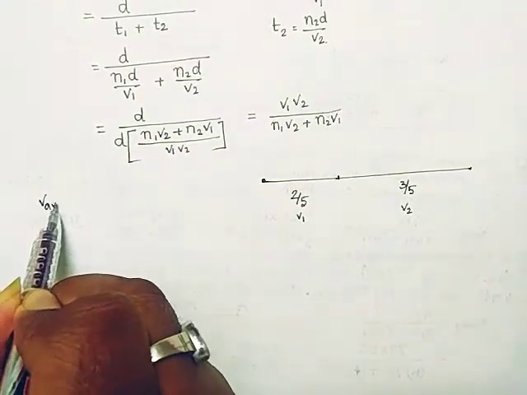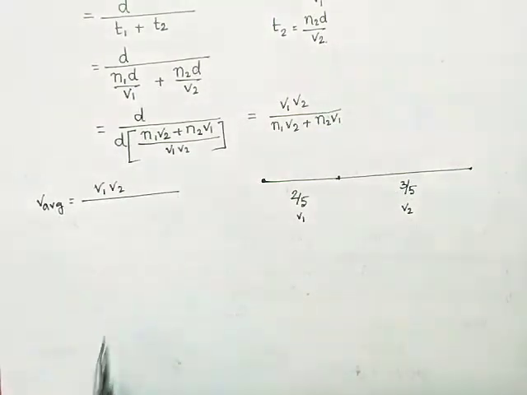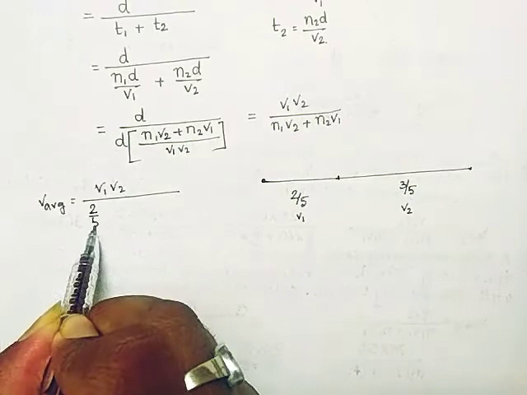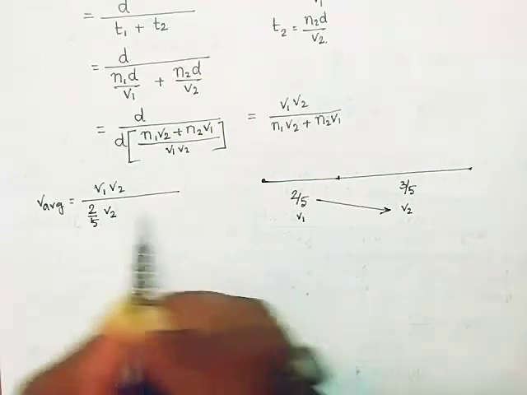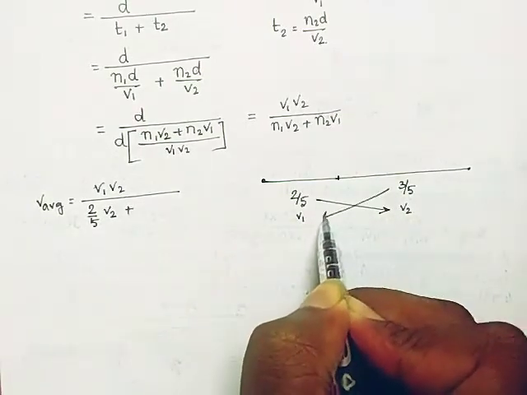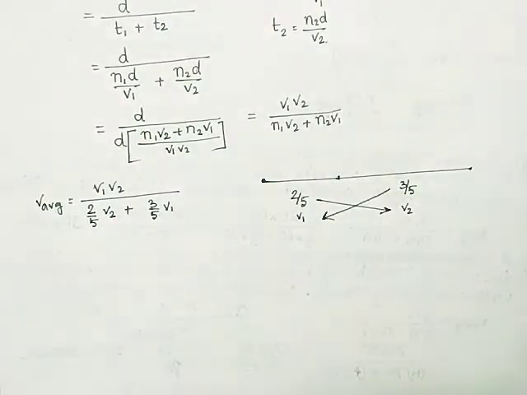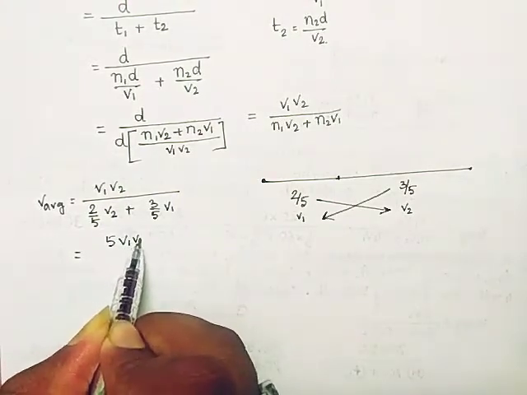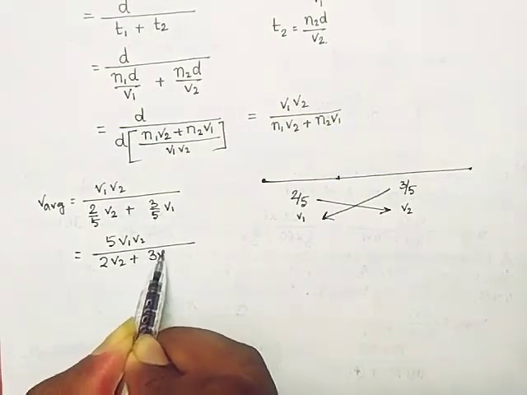Then the v average, according to this formula, is v1 into v2, the product of the two velocities. Here we need not consider sign and direction. So v1 into v2, divided by 2/5 into v2 plus 3/5 into v1. After the calculation, it becomes 5 v1 v2 divided by 2 v2 plus 3 v1.